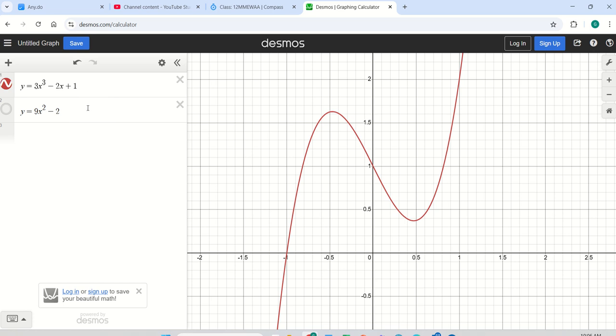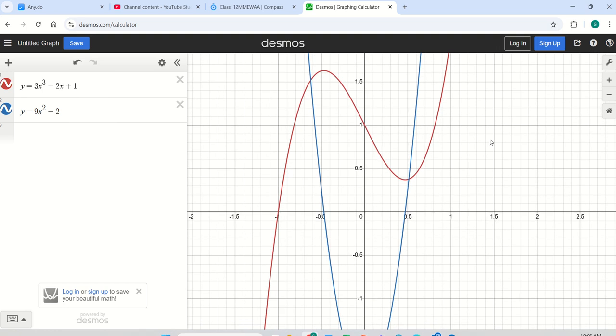I've also calculated the derivative of that, and I won't show it yet. I just want you to think about it. The derivative of that function is 9x squared take away 2. So I've found the derivative, and I'm going to sketch it. I'm going to put it there now, and there it is. That's the derivative function in blue.